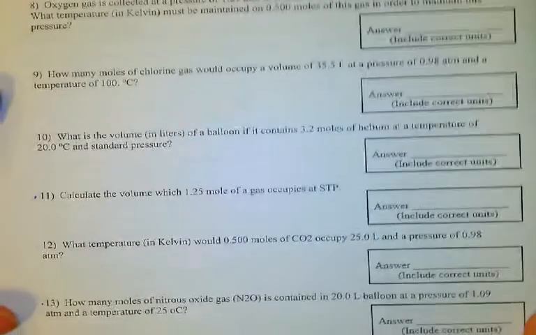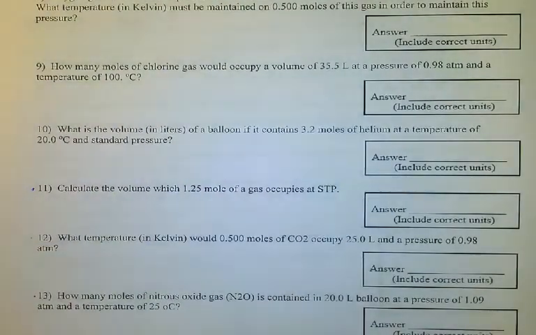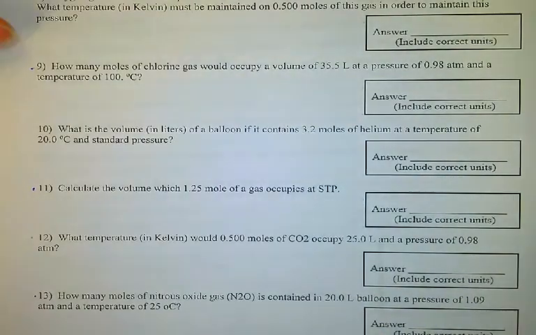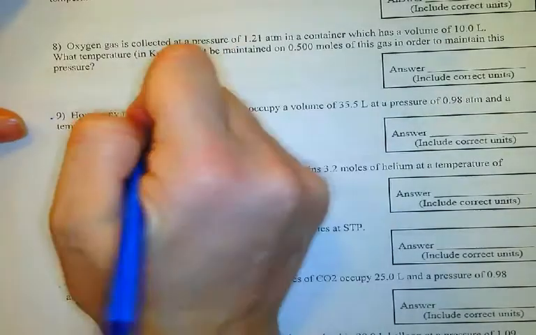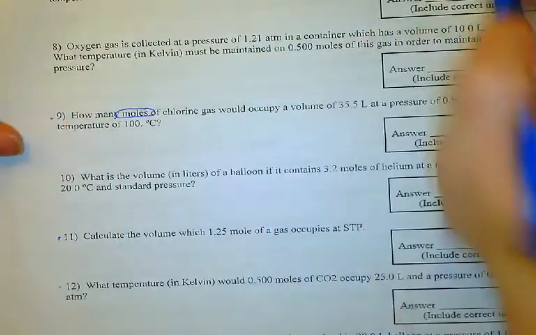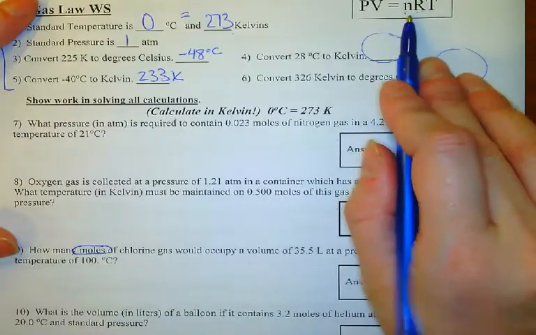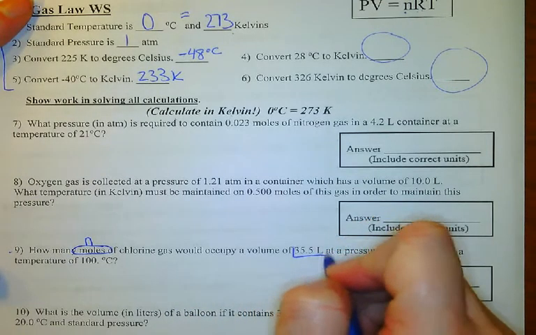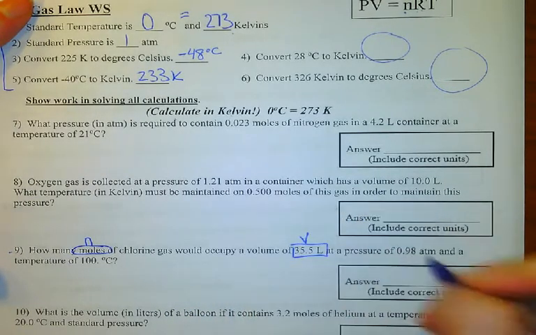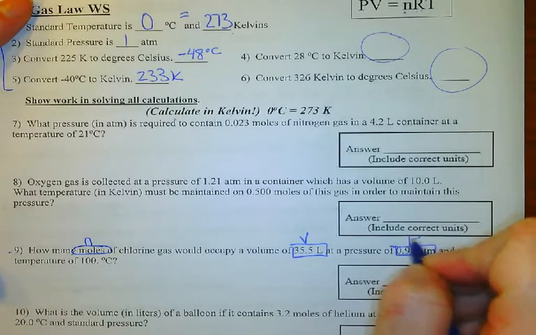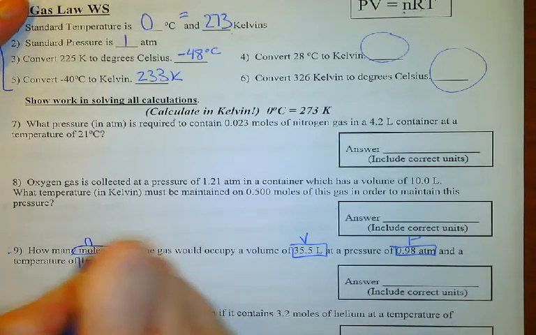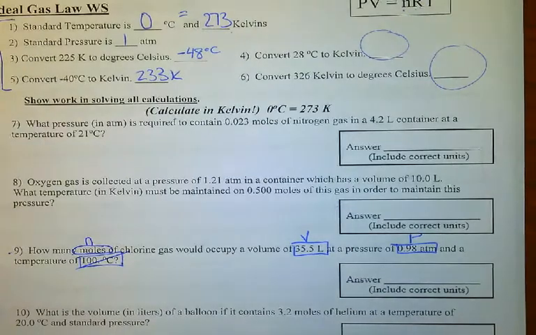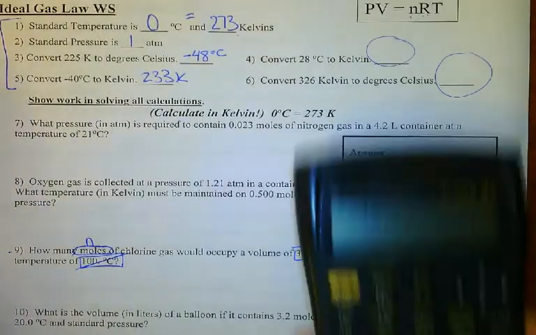Okay, let's move down here. Again, the most important thing we can do is to box and circle our givens and our unknowns. So let's look at number 9 together. On this one, they are asking me how many moles. So I'm solving for moles, which in the ideal gas law is represented by N, would occupy a volume of, so here's a volume, liters. There's a volume. Here they give me the pressure, and here they give me a temperature, but I'm going to cross it out because I have to calculate in Kelvin.